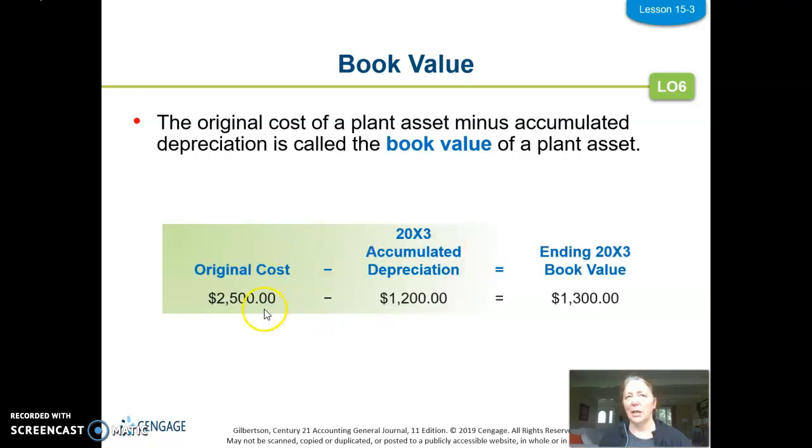So original cost was $2,500. At the end of the third year, the accumulated depreciation was $1,200. So the book value of that asset, what we think it's worth really, is $1,300.